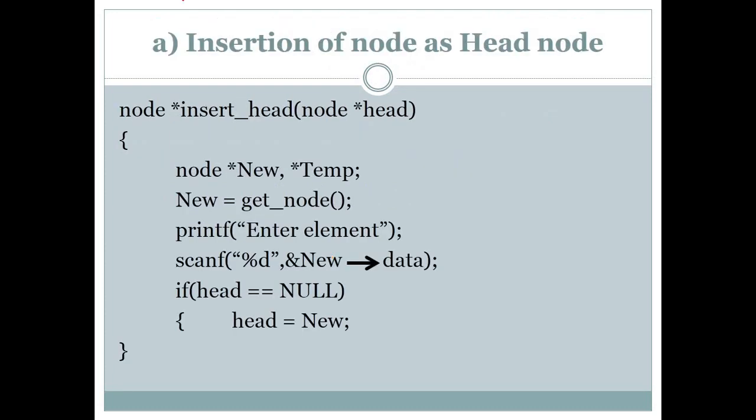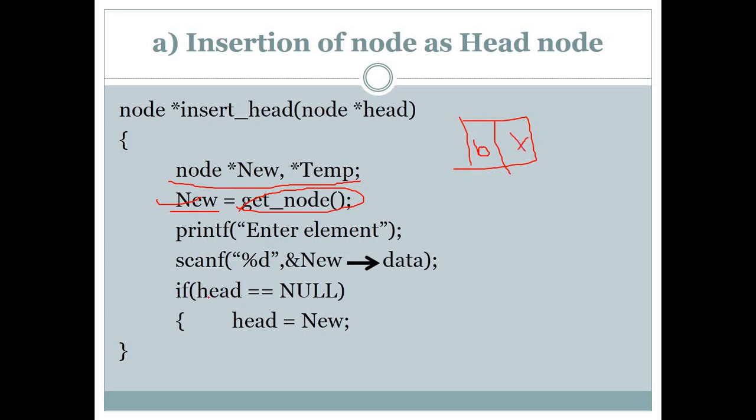Okay, so let's understand first the insertion of a node as head node. Means we will have to add our node as the first node. So what we will do, we will take two nodes, new and temp. We will create a node by the get node function, and that node will be the new node. We will enter data into that new node, so simply it will look like this.